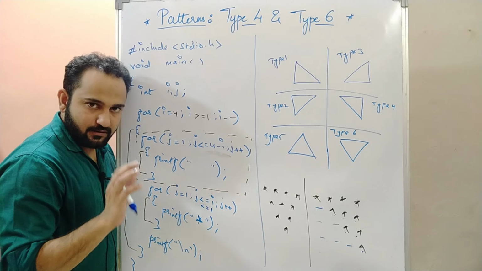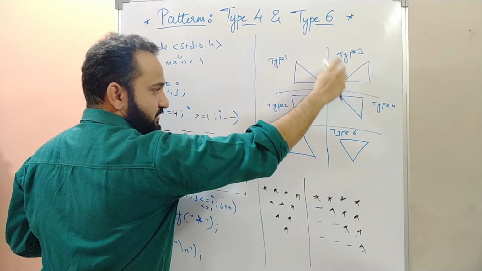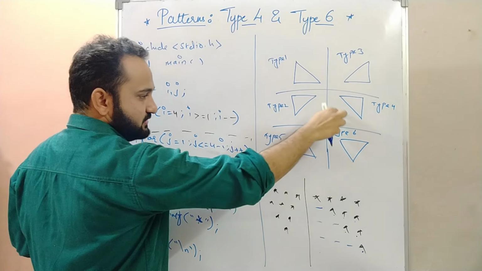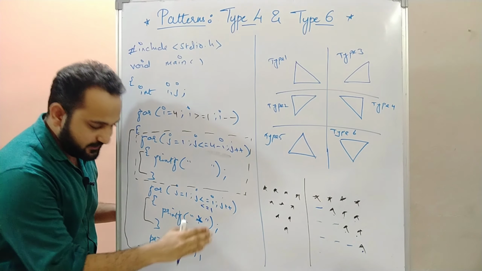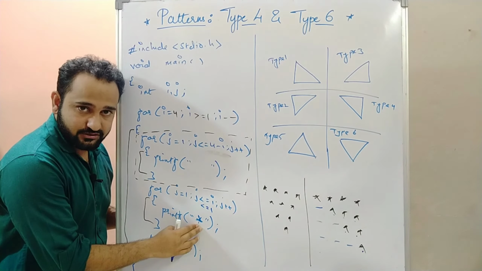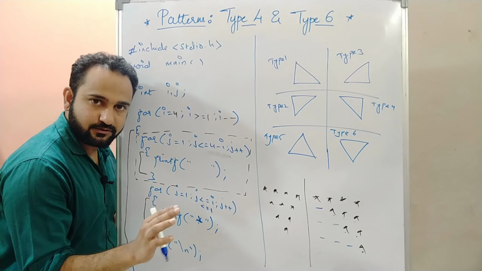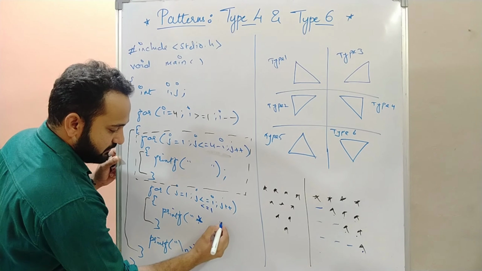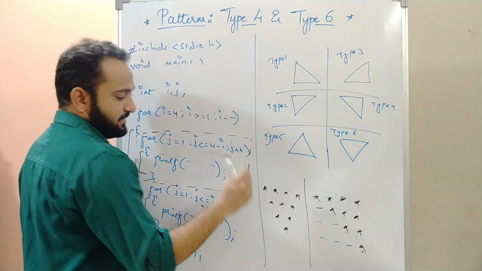What do you think? Only one change you have to make. Just like into type 3 you made one change and got type 5, similarly into type 4 you just have to make one change and you will get type 6. That change is what? After printing the star you have to leave one space. That's it. So let's dry run it.